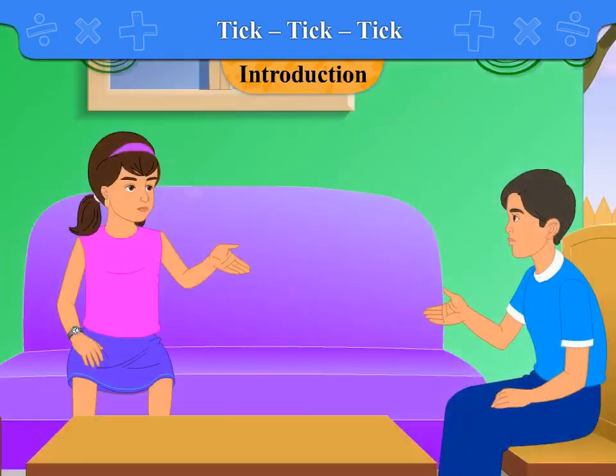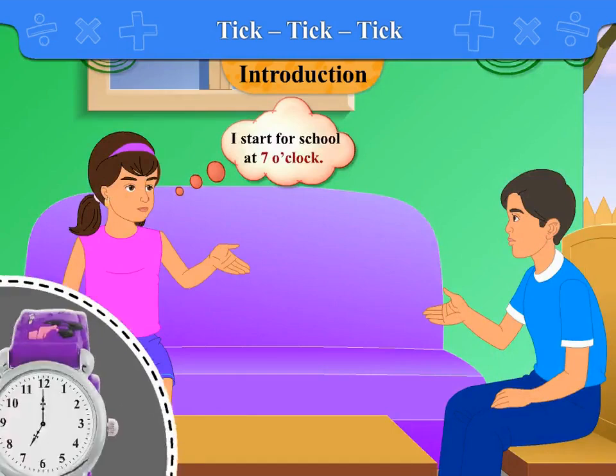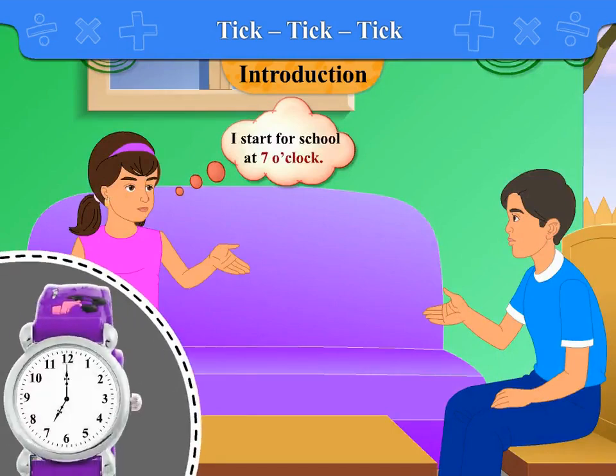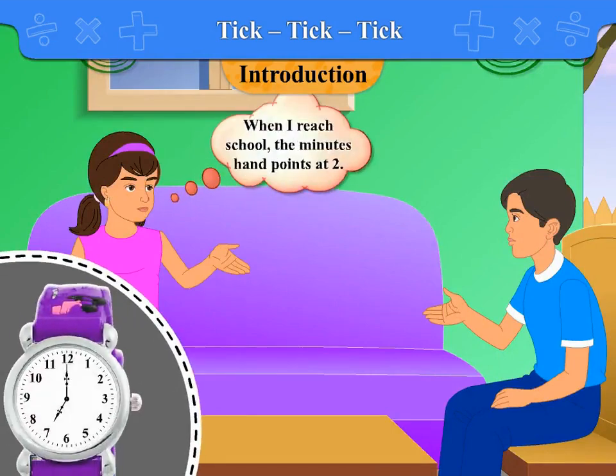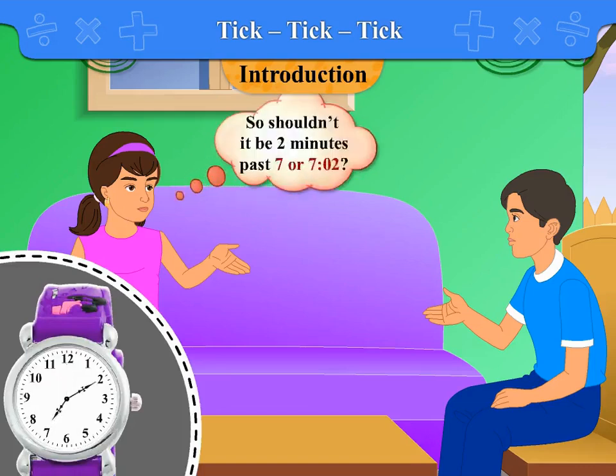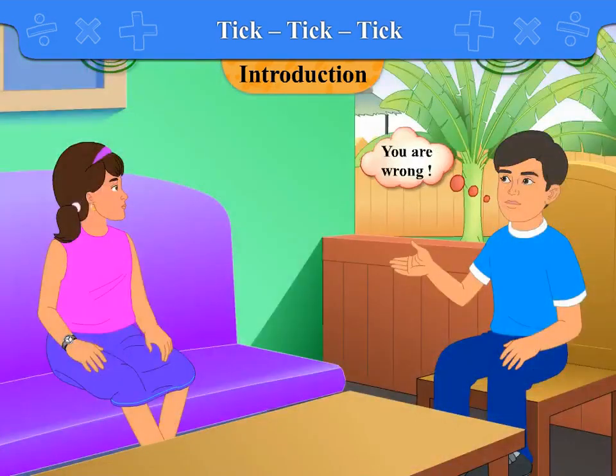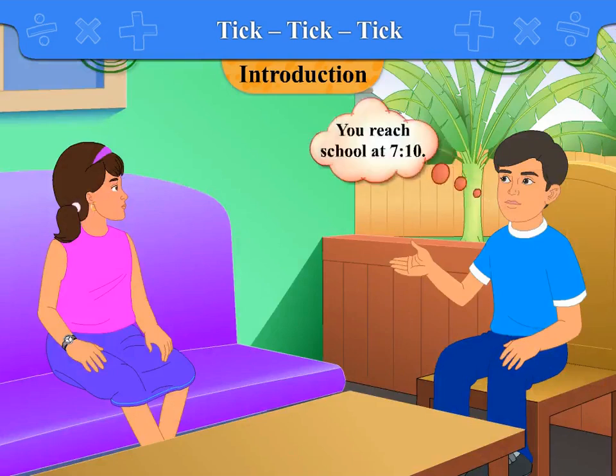Sanya replied, But I checked my watch. I started for school at 7 o'clock. When I reach school, the minute hand points at 2. So, shouldn't it be 2 minutes past 7 or 7:02? Pankaj says, You are wrong. You reach school at 7:10.